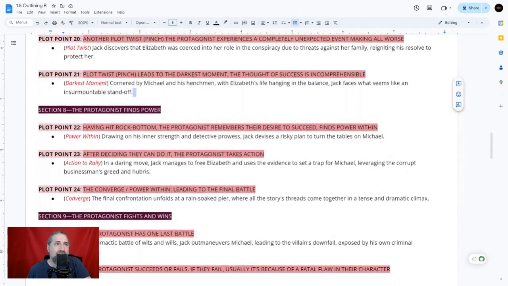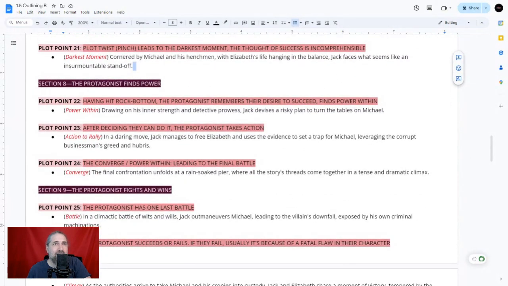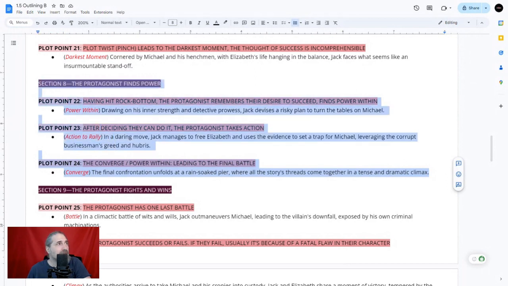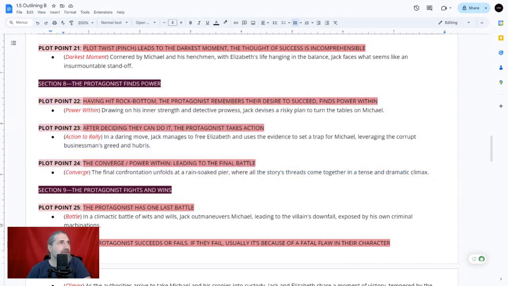All right. So now the protagonist has to go and find a power. Basically, Jack is like, I have to create a plan. I'll have to turn the tables on Michael, but I think I can do it. So in a daring move, Jack manages to free Elizabeth. He does take action on the plan he created, and he uses the evidence to trap Michael.